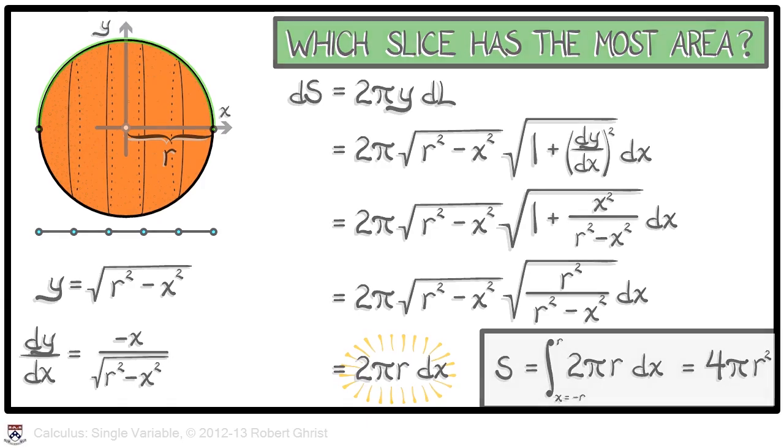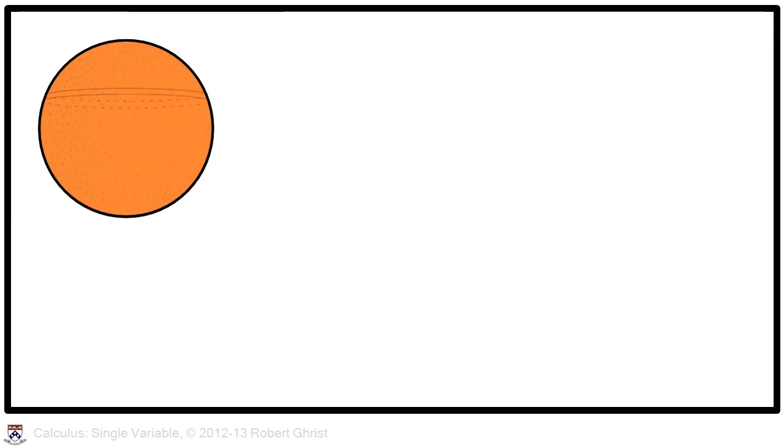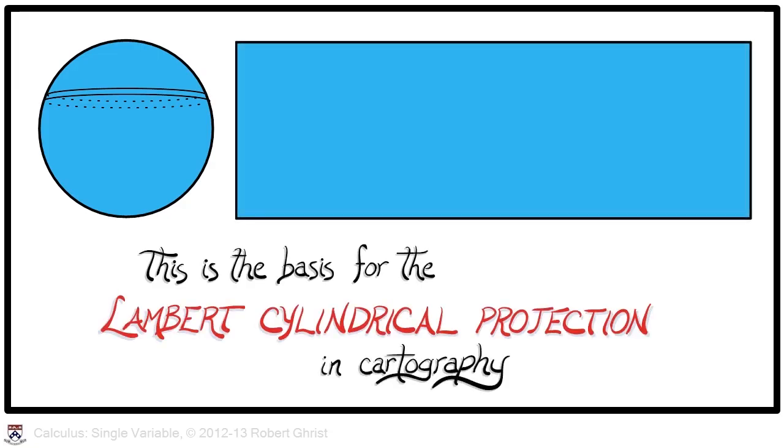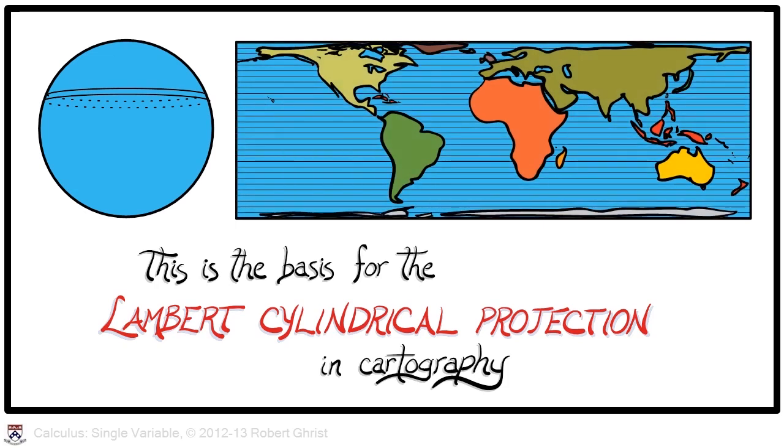Now that might seem like a trick or a curiosity, but if we slice horizontally and consider a slightly different setting, then we have a basis for what is called the Lambert cylindrical projection in cartography. This is a solution to the problem of how to make a map of the world where everything has the same area as on the surface of the ball, even though the map is flat. It distorts length, but not area.